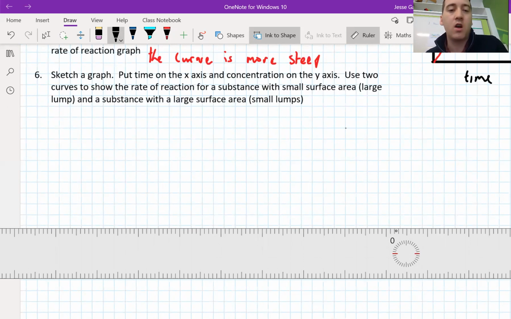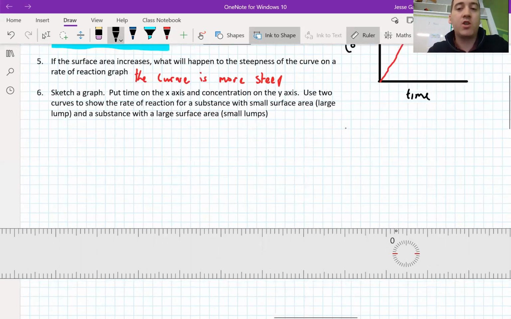Now it says use 2 curves to show the rate of the reaction with the small surface area, which is the large lump, and a substance with a large surface area, small lumps. So use 2 different colors to draw the curve for each one. Pause the video, do that now. Okay, so you should be only watching if you've done this.